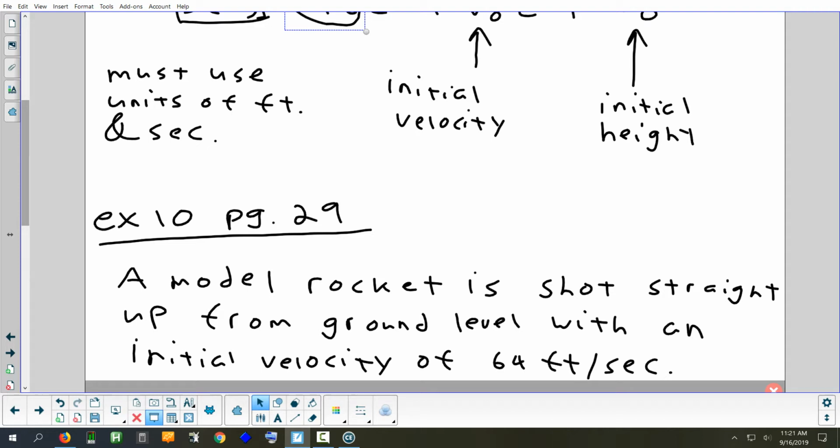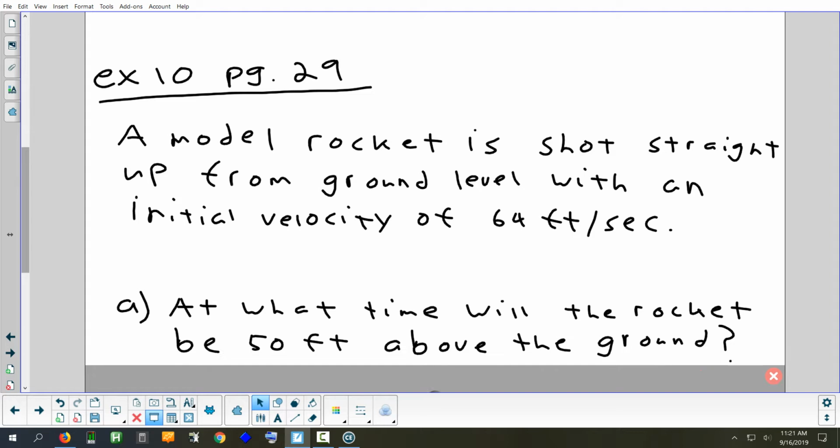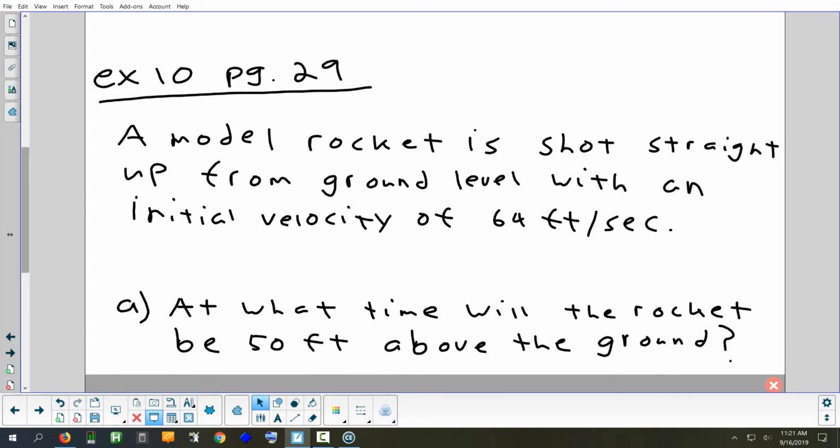Okay, so there's our problem. And the first question they ask us is, at what time will the rocket be 50 feet above the ground? Well, before we can answer that question, what do we have to do? What would be our first step towards answering that question? Yeah, plug everything into the equation. We're going to make the equation first, and then we'll have something to solve.